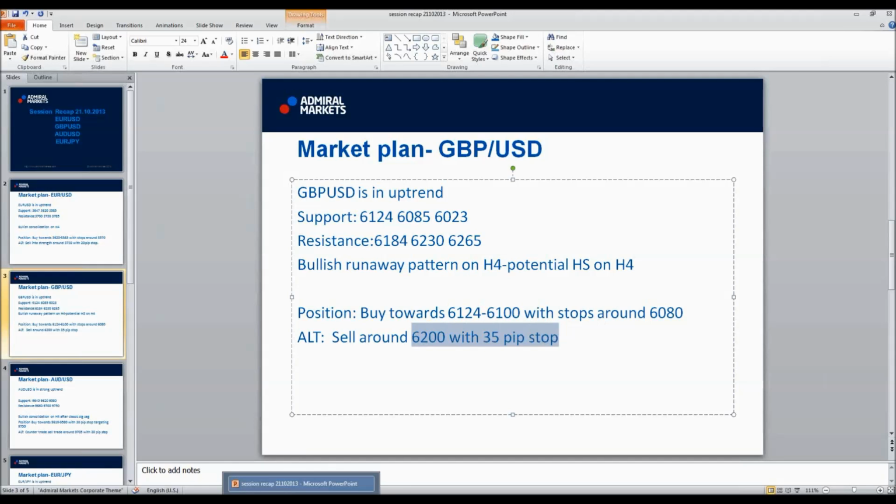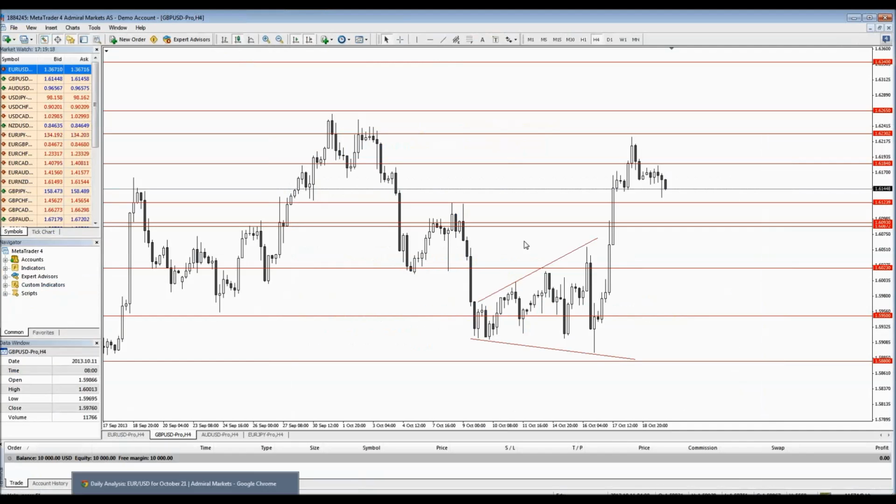But if it proceeds down at first, or if you're already in the sell, if it proceeds downwards, try to exploit 61.24 and 61 level. Stops are just below these two levels. Okay, this is cable.